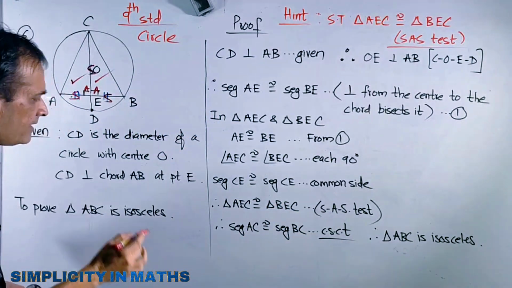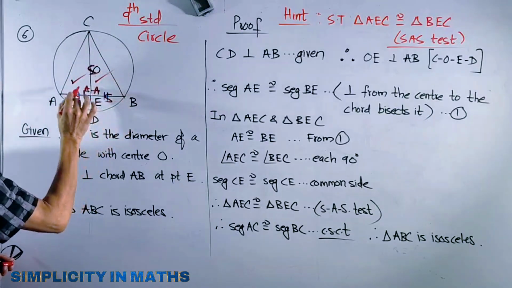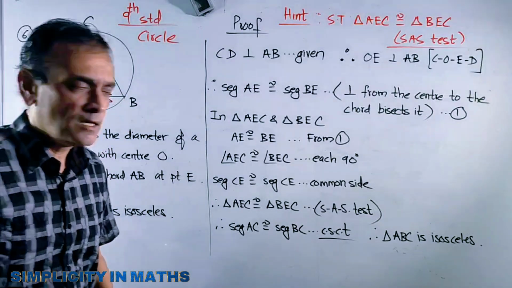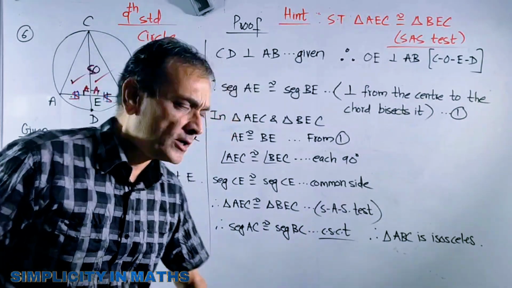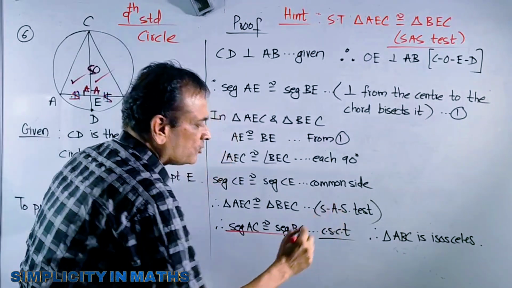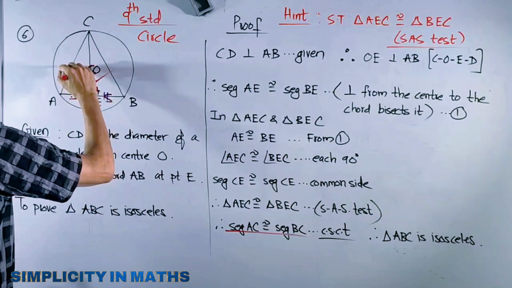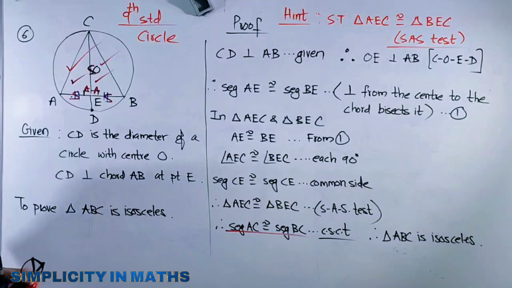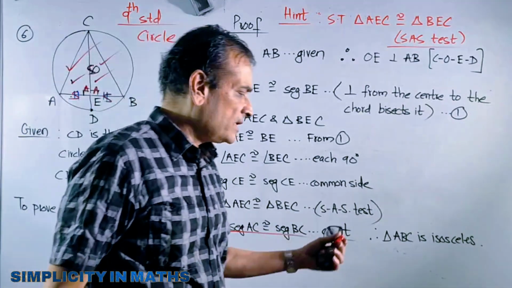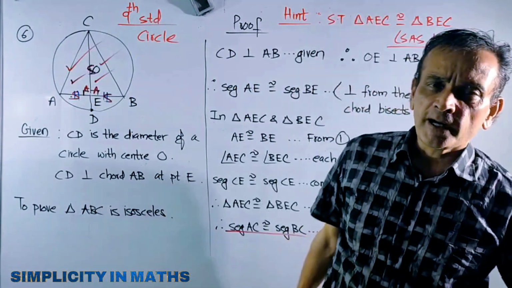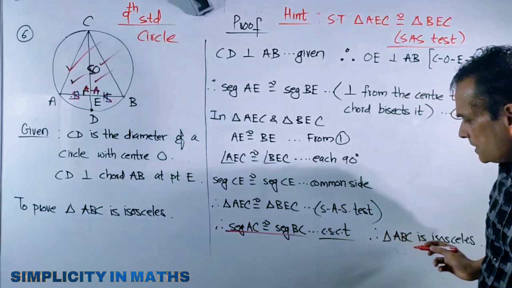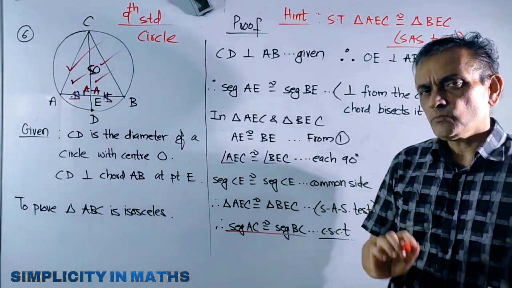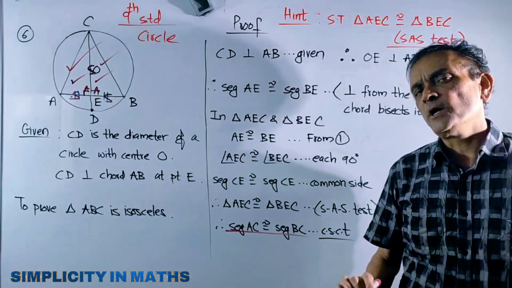Triangle का नाम क्या लिया है? Triangle AEC congruent to triangle BEC, SAS test. Now when the two triangles are congruent, AC congruent to BC, this equal to this. हो गया proof. When two sides of a triangle are congruent, it becomes isosceles. Right? So that is how you should think for any particular problem.